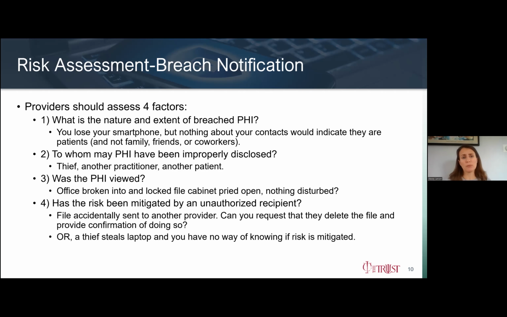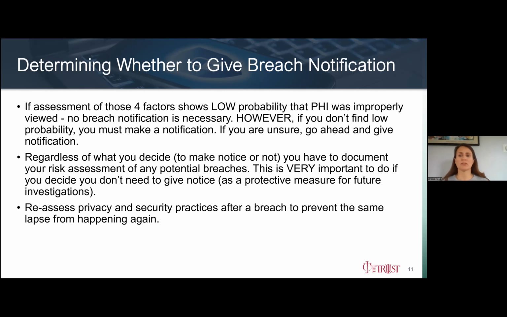And then the 4th factor to assess is, has the risk been mitigated by the unauthorized recipient? So as I mentioned, kind of accidentally sending a file to another provider. Can you shoot that person a phone call or an email and request that they delete the file and ask them to provide you confirmation of doing so? Then that might mitigate that risk in that instance, right? But if it's a thief who steals a laptop, you have no way of knowing if the risk is mitigated. There's no one to contact. There's no real way to kind of deal with that. So that risk is going to be greater, right, if it's stolen.